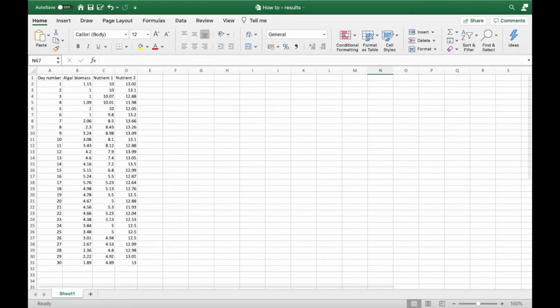Here's a study I've made up where I'm looking at how much aquatic plant grows in a pond in relation to two different nutrients, two different chemicals in the water that they may or may not use. So looking at the table of data, I mean, obviously it's quite complicated. It's just not instantly easy to work out what's going on over time.